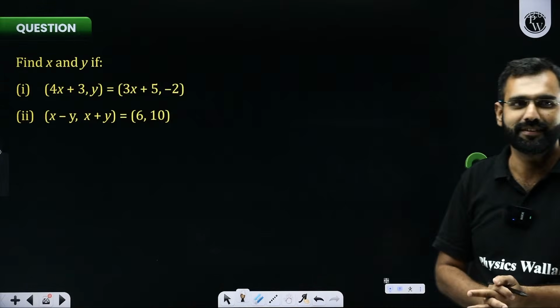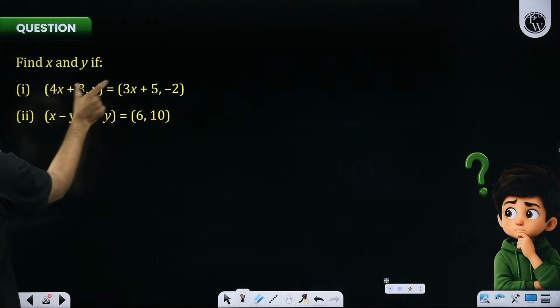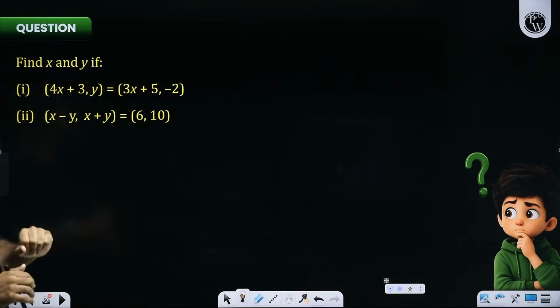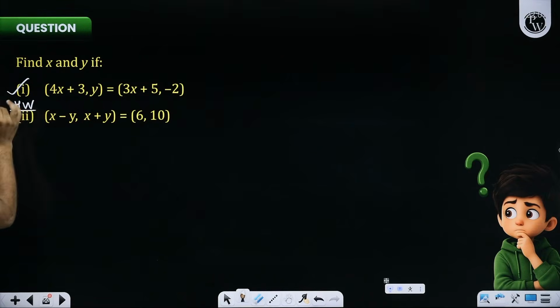Now, shall we discuss the next question? Here we have the next question. We need to find out that if this ordered pair is equal to this ordered pair, then find X and Y. So the first question I'll do, the second question you do, right? Everybody.